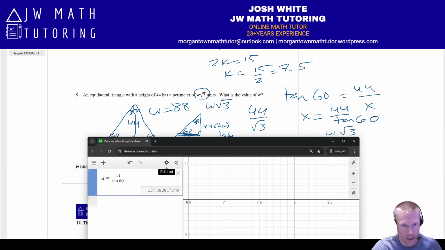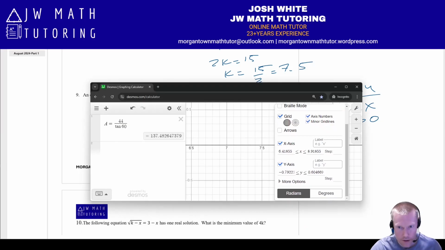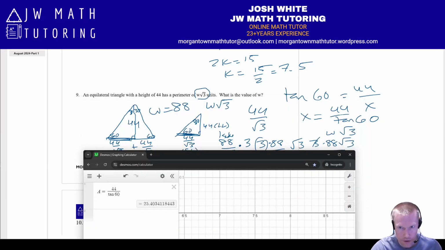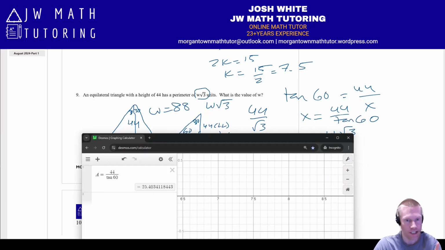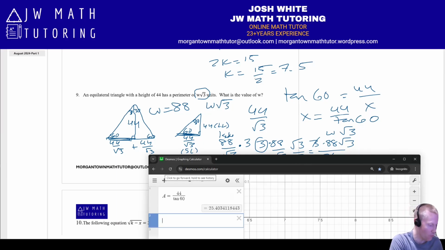Okay, tan 60, and hold on, I have to make sure we're in degrees here. Okay, we are now in degrees. So this is the decimal equivalent value of that side. Now, I have to add 2 of those together to make one full side of the triangle. And notice, since I defined this, I can just carry it along for my calculations. So one full side of the triangle is 50.806, and so on.